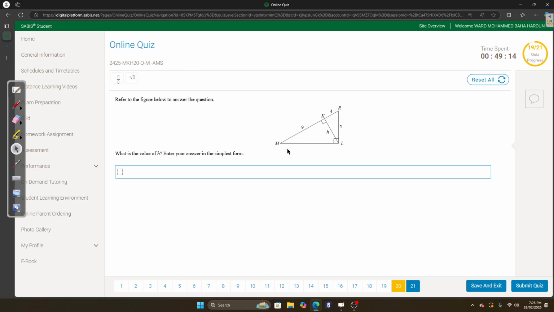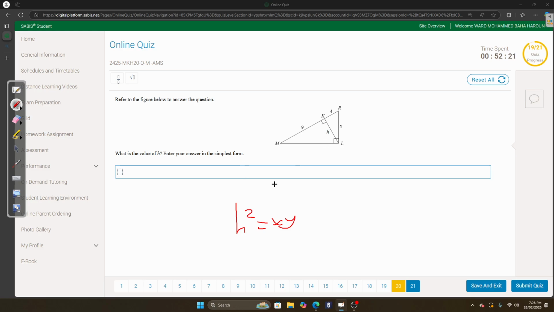Okay, for the last question, they want h. So you do the formula of h squared is equal to xy. So they want the one closest to h. Since, hold up, let me check if it's correct. I don't want to explain something that's wrong.